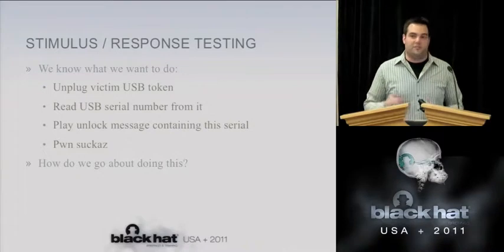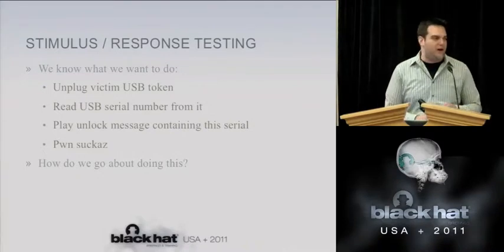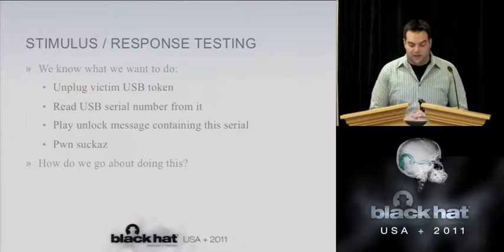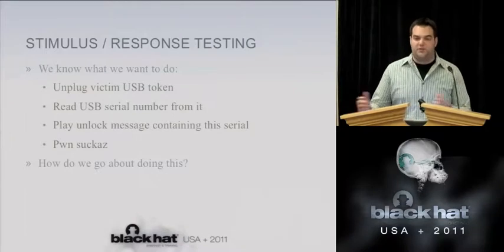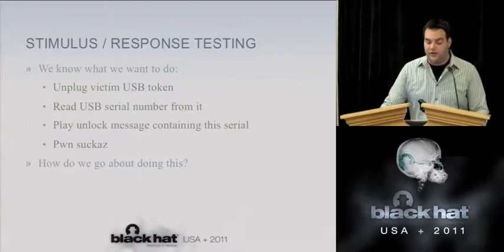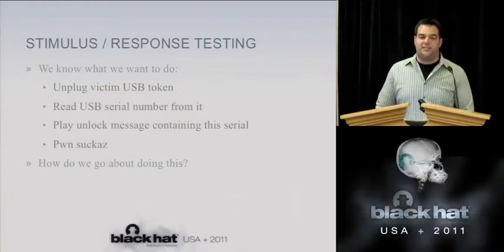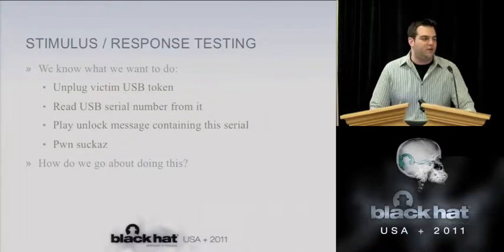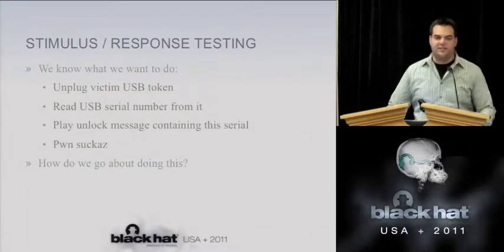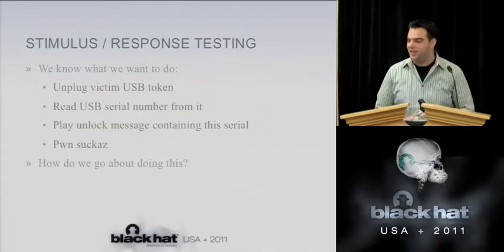Obviously, there's a vulnerability here, but how would you go about exploiting that in the real world? So we know exactly what we want to do. We want to go up to a user's computer, unplug their USB token, read the serial number off of it, create some sort of device that's going to replay that message and enumerate with the same device descriptor as that device, and then we're going to pwn them and steal all their sensitive information and profit somehow off of that.